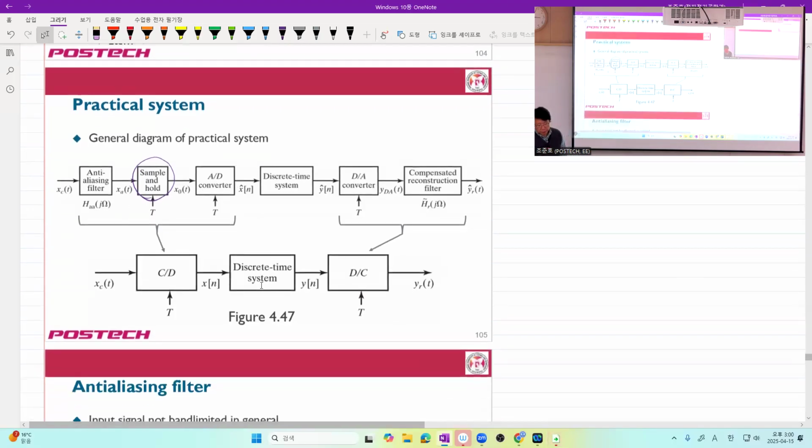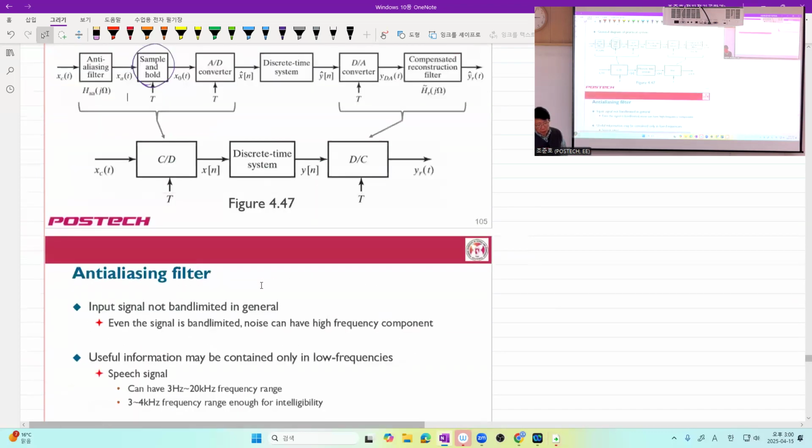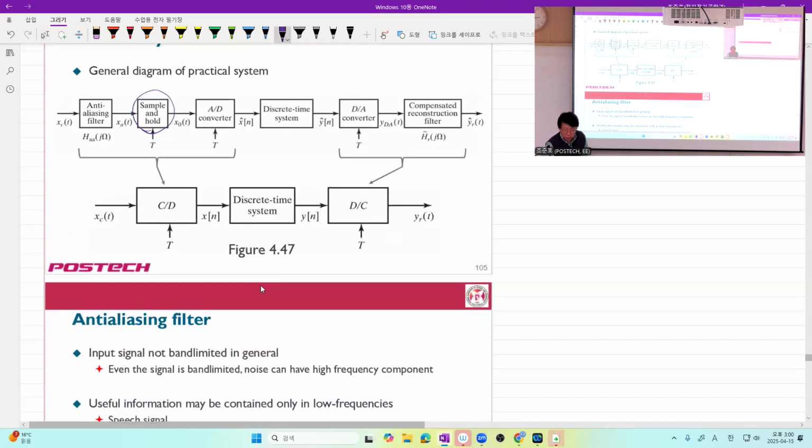Anyway, by the way, here we have the so-called anti-aliasing filter before the sampler, because this is a sampler followed by a rectangular shaped impulse response filter. And this anti-aliasing filter is sometimes just abbreviated to AAF, not Air Force, anti-aliasing filter or anti-alias filter.